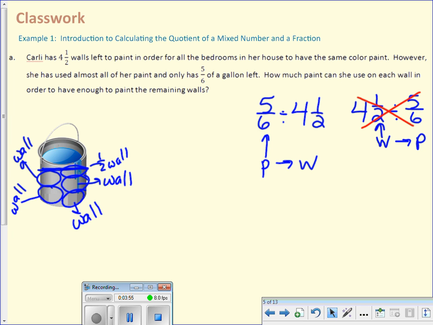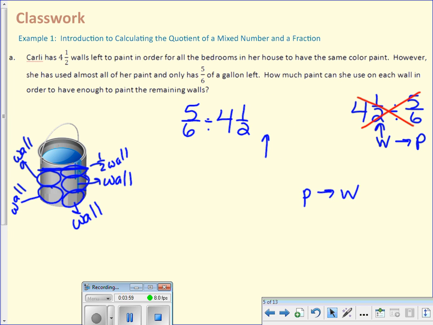So the equation we need to solve is 5/6 divided by 4.5. So if you wrote this one, cross it out, and this should be your correct equation. So write that down in your notes. So we know that instead of using models, I can just take my dividend, 5/6, because that's what we have. I can't flip the 5/6.